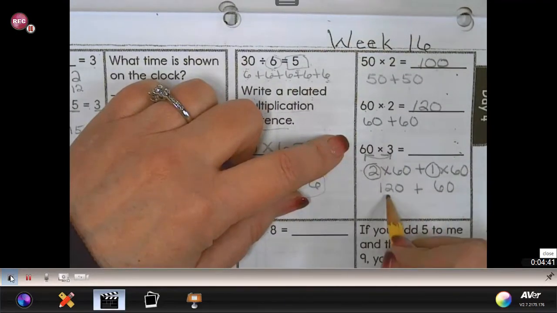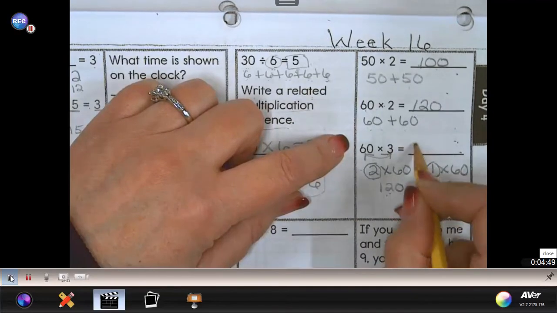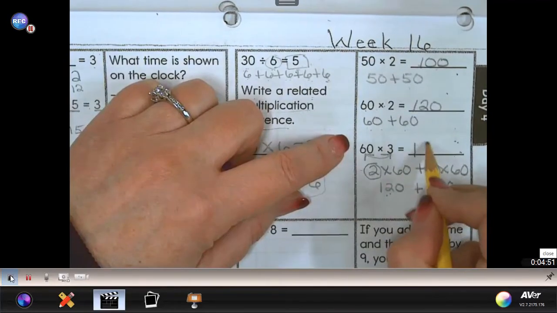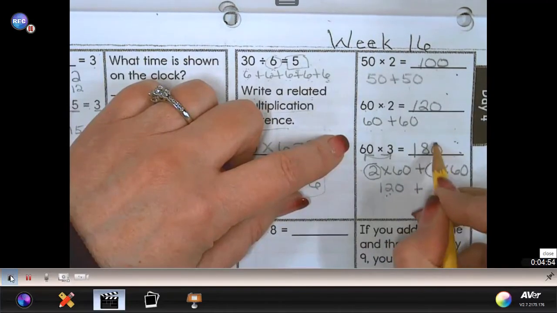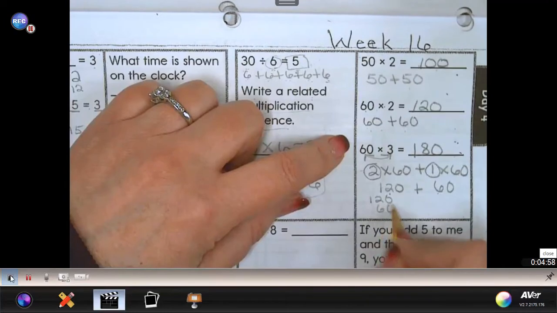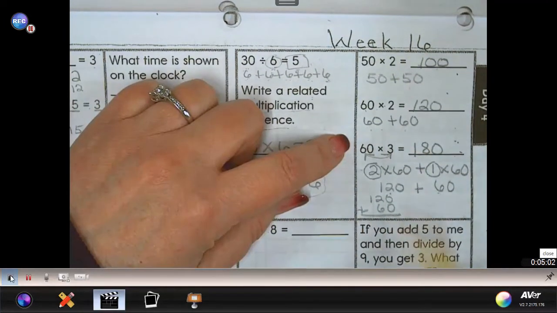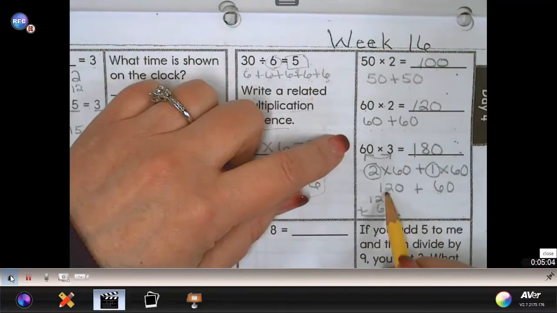So 120, add 6 more 10s to 20, you would get 80, because 60 and 20 is 80. And so I don't have enough 10s yet to make a new 100, so it's going to be 180. Now, again, if we're using the algorithm, lining up our numbers, we can see that it's still going to be 180 because 6 tens and 2 more tens is 8 tens, or 80.